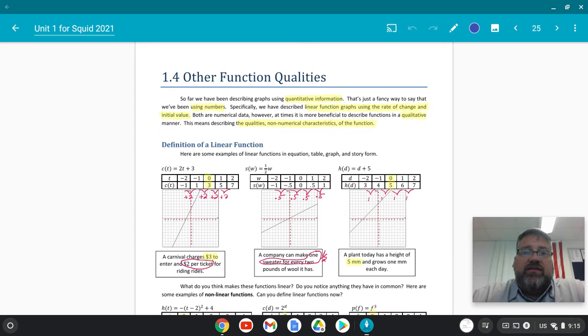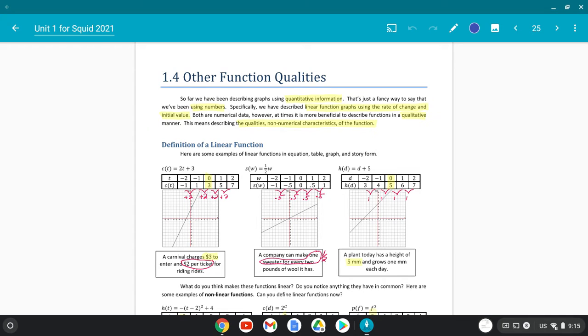Today we're going to be talking about section 1.4, other function qualities. We just finished our problem of the day working on finding the rate of change and the initial value. We've got to continue to get better at that as well.